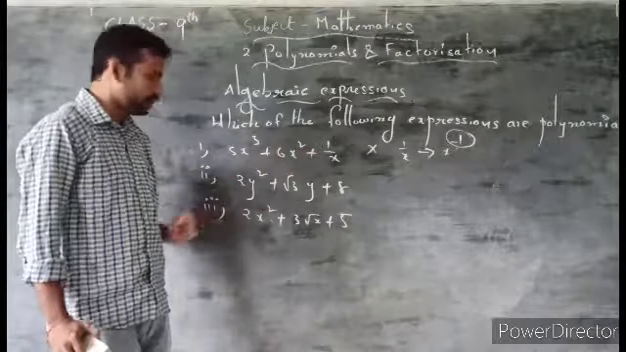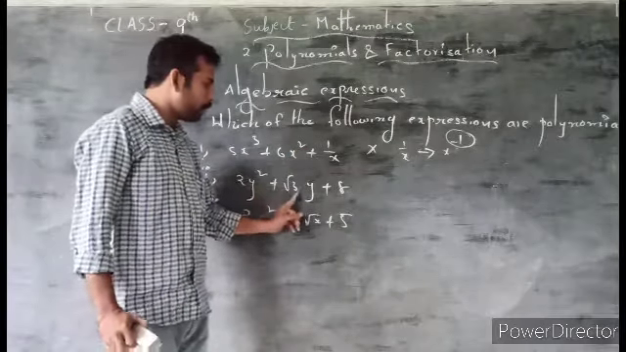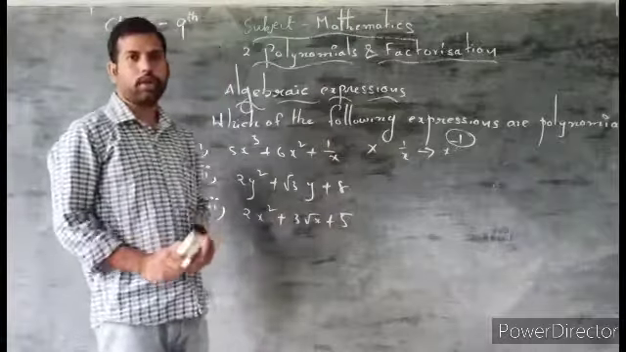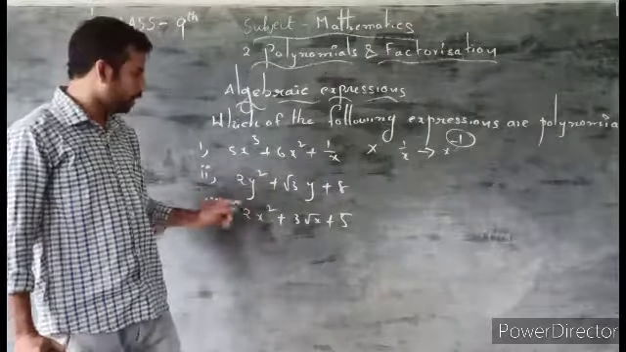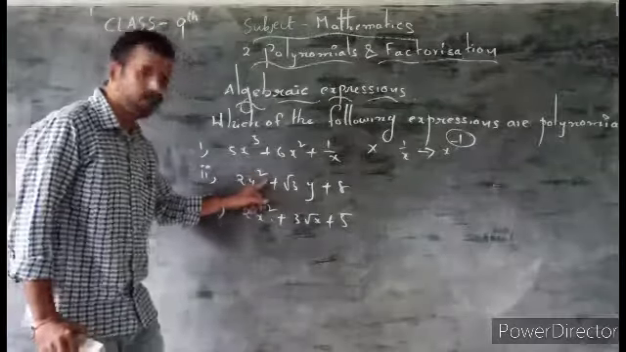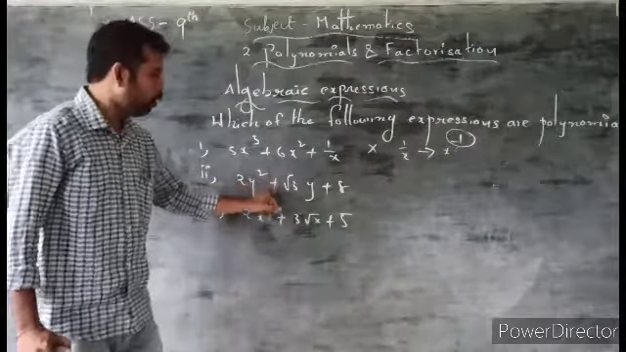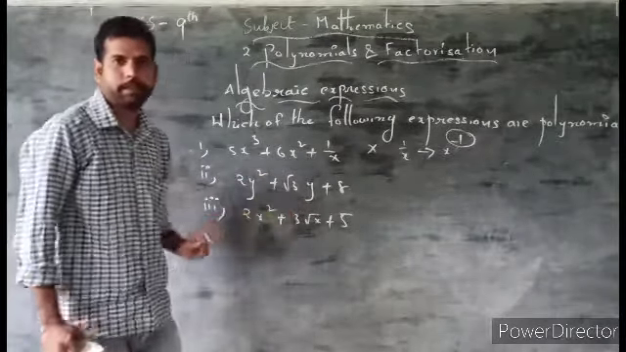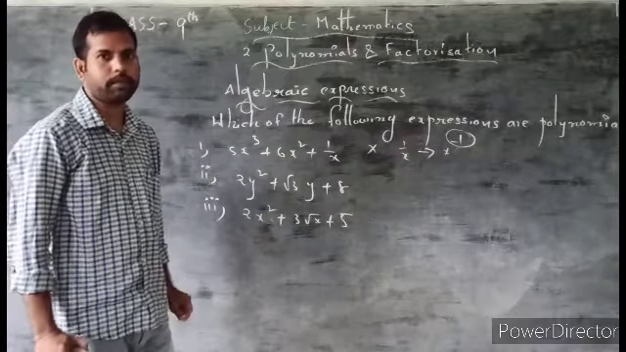And the second equation is 2y square plus root 3y plus 8. So it is a polynomial. Why is that? Because of 2y square, here y square, the degree is 2, a positive value, plus root 3 into y.